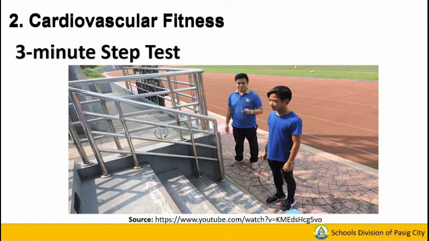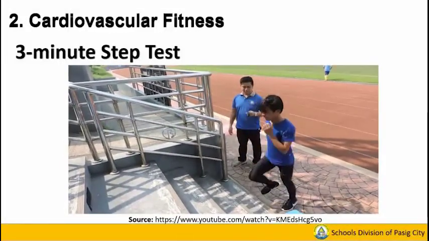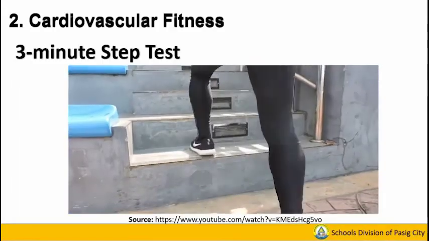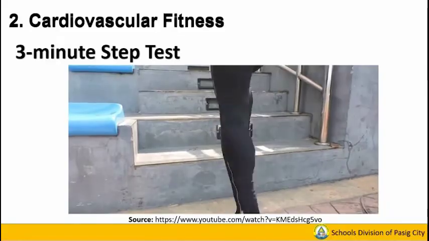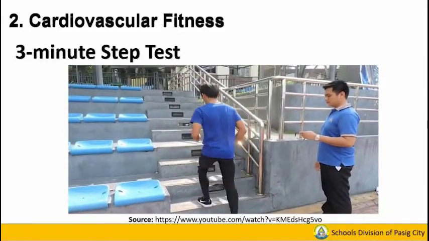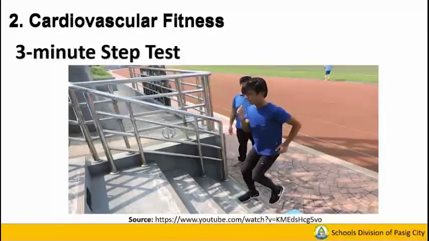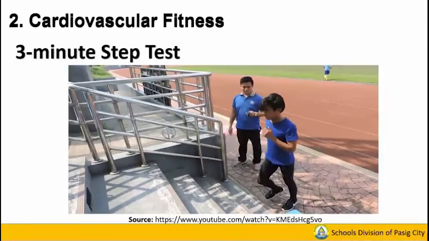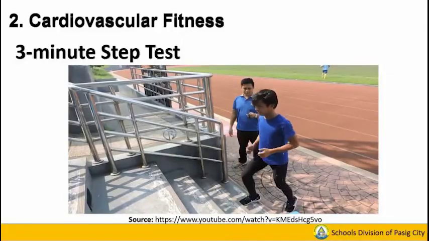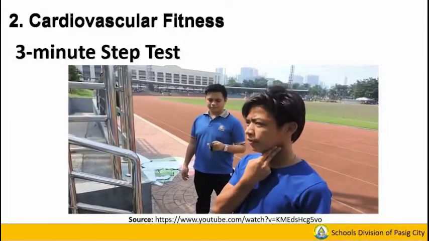At the signal go, step up and down the step or bench for 3 minutes at a rate of 24 steps per minute. One step consists of 4 beats, that is, up with the left foot, count 1, up with the right foot, count 2, down with the left foot, count 3, down with the right foot, count 4. Immediately after the exercise, locate your pulse and wait for the signal to start the counting.